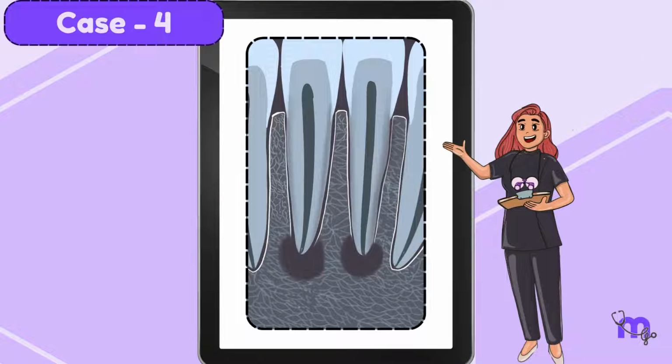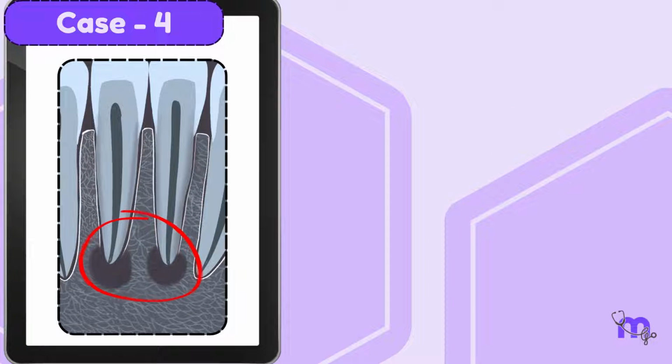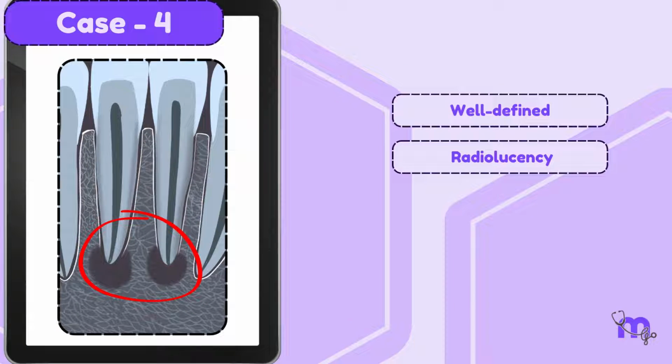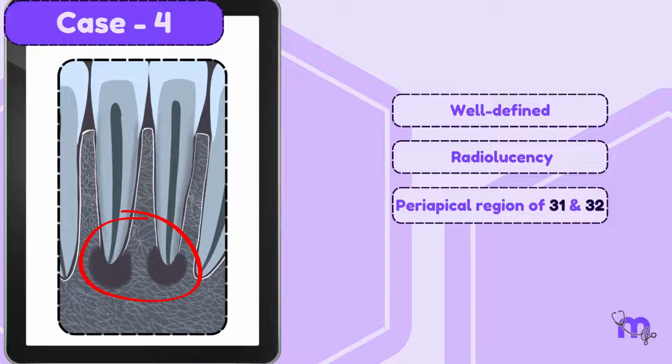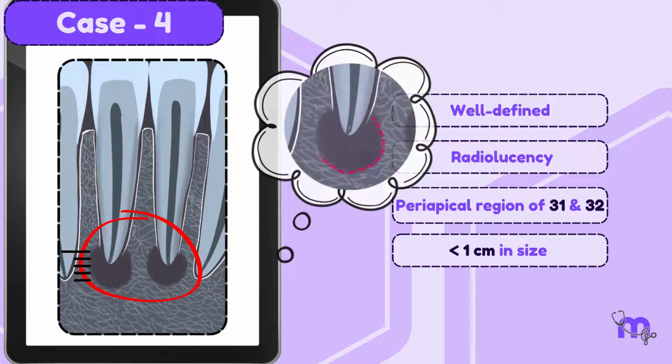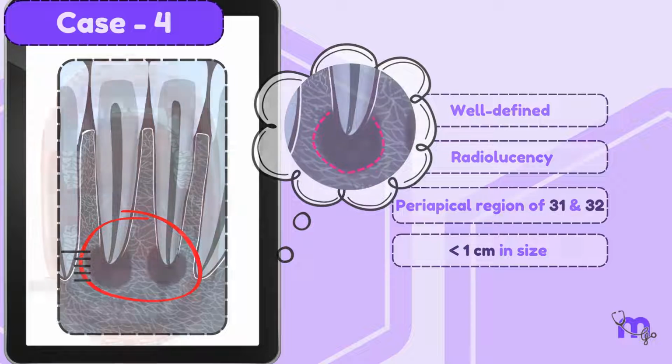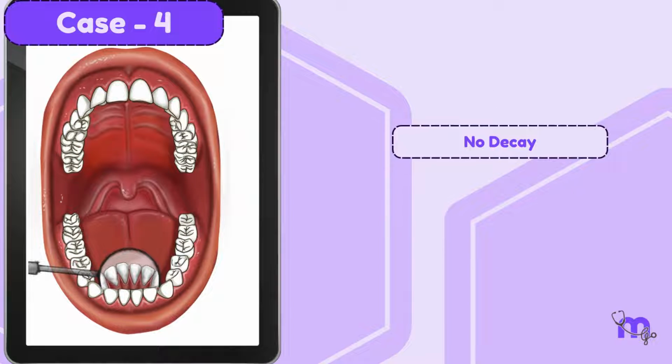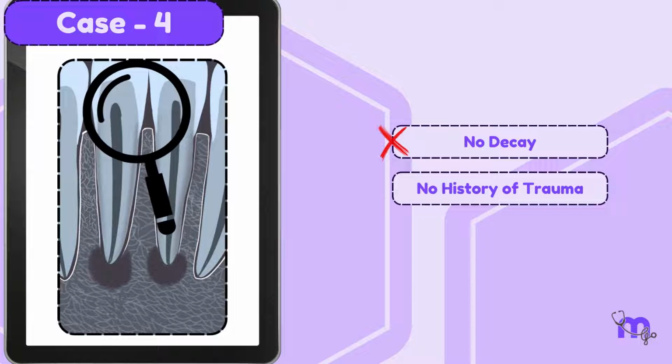Moving on to the fourth radiograph. What do you see, and what could be the diagnosis? There are two well-defined radiolucencies seen in the periapical region of 3-1 and 3-2, less than 1 centimeter in size. The first thing that comes to my mind is a periapical granuloma based on its size and appearance. But is there a decay in the teeth that could lead to this particular lesion? No. Is there a history of trauma?